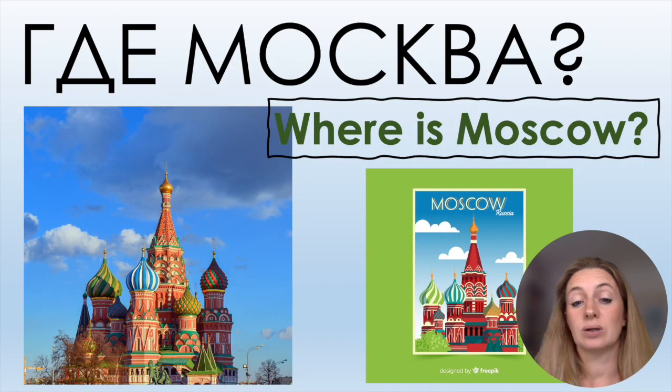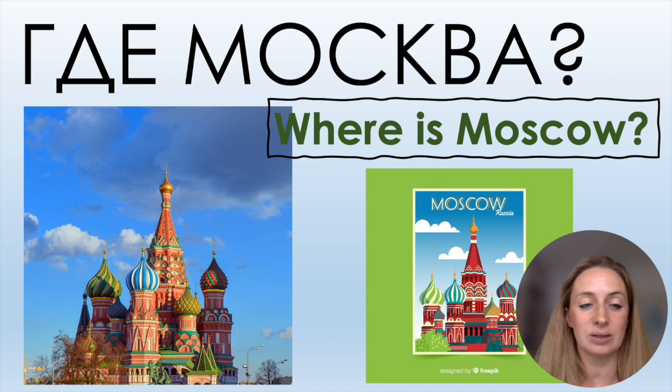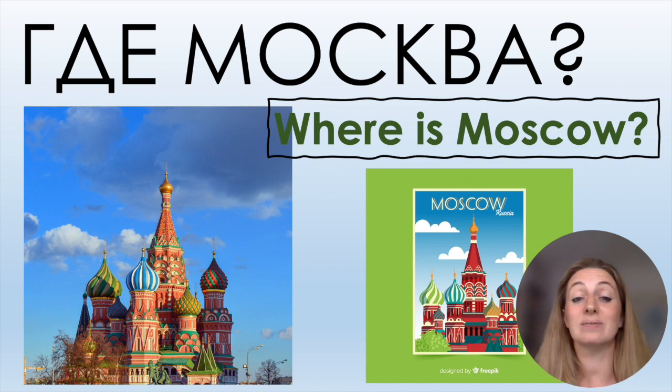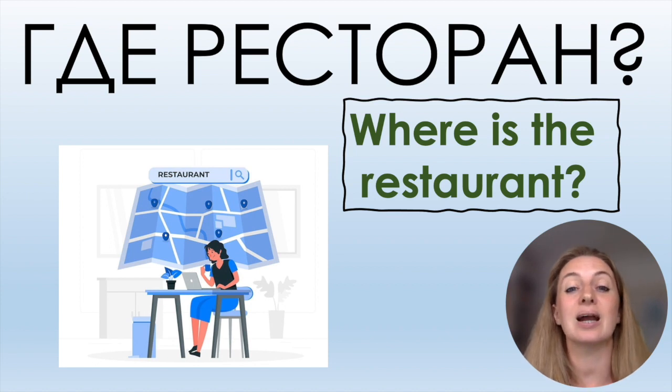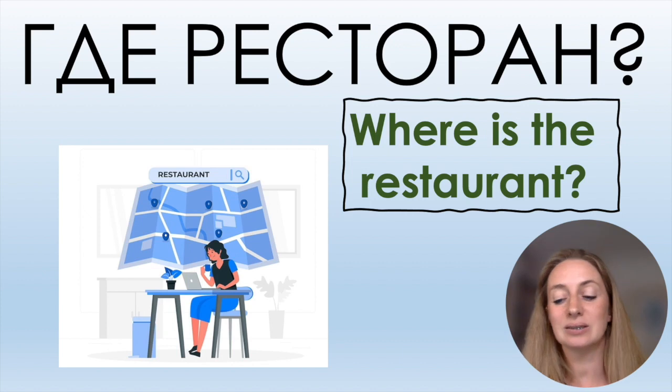If you are in Russia and you ask for directions or you need to know where something is, you use the question word где. It starts with Г, the letter that we learn here, and it has only three letters. Где Москва? Where is Moscow? Где ресторан? Where is the restaurant?